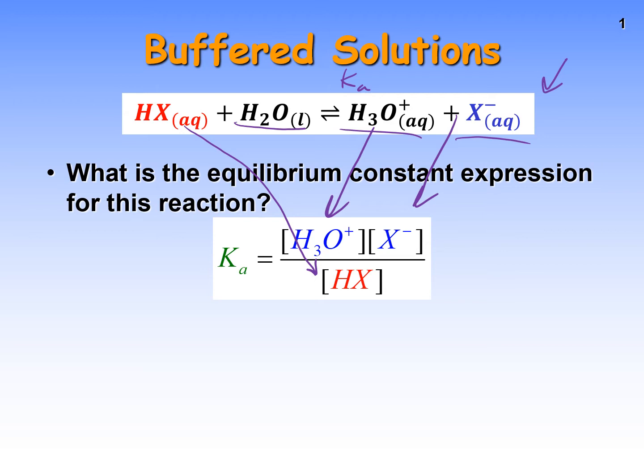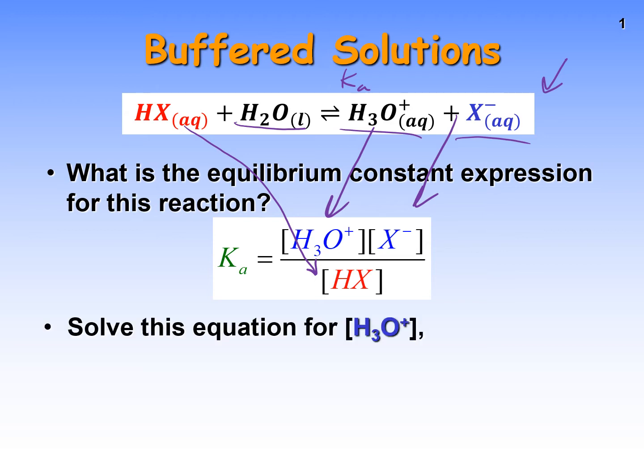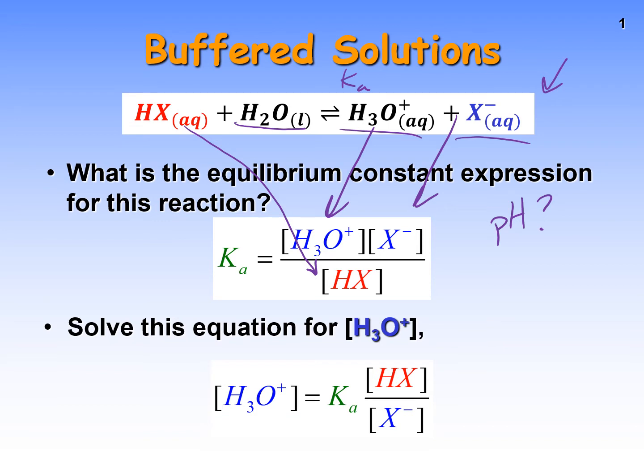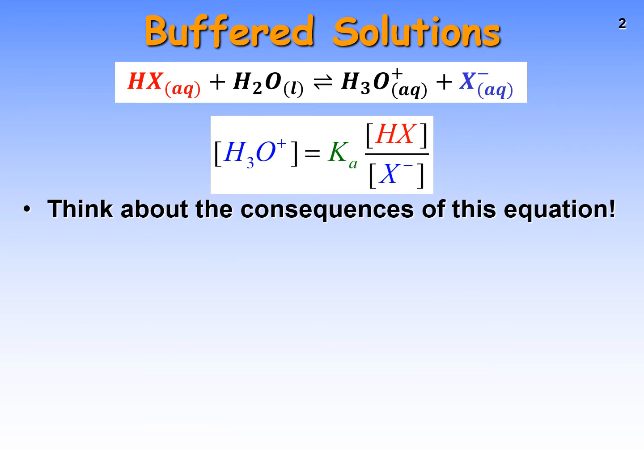Now, let's rearrange this expression and solve it for H3O+, because most of the time we want pH. If I do that, I get that H3O+ is equal to Ka times HX over X minus. This is just me multiplying by the inverse of X minus over HX to get H3O+ on its own. Now, why is this important? Well, let's think about the consequences of this equation.